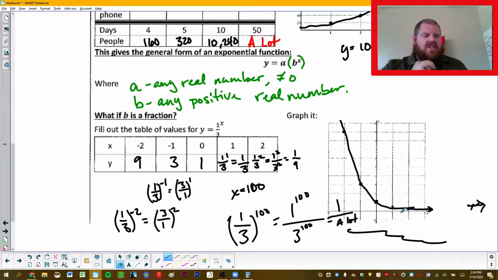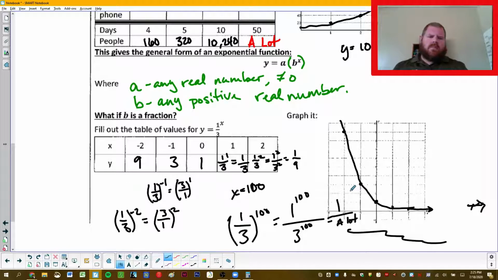So no matter what, this is never going to touch 0. It's definitely not going to cross 0. It's going to approach 0, and that sort of gives us that idea of limits. As x gets really big, this graph gets really close to 0.